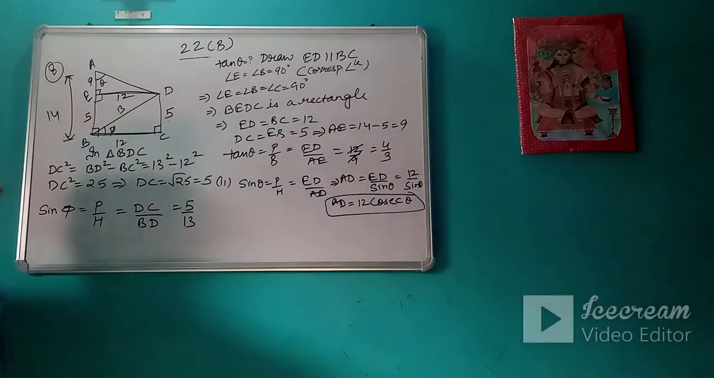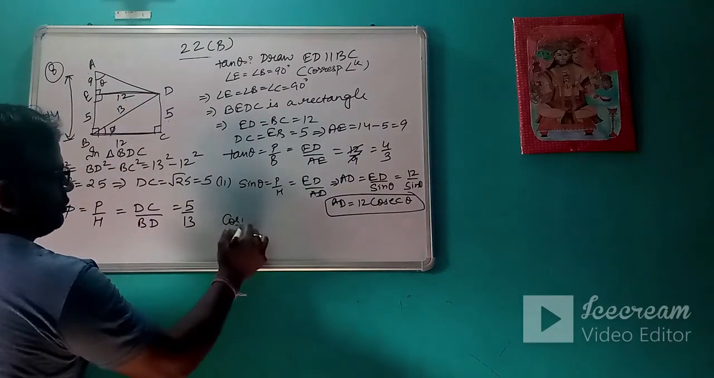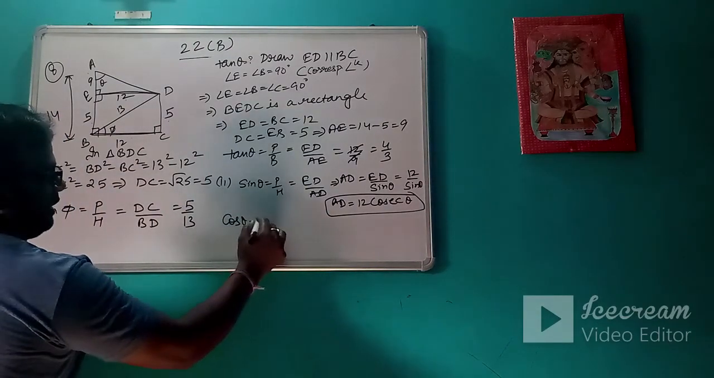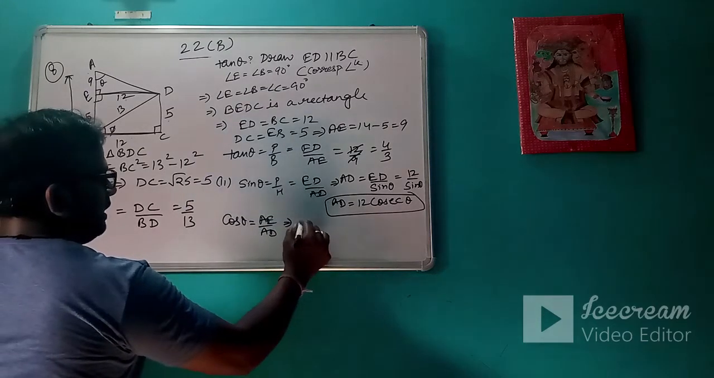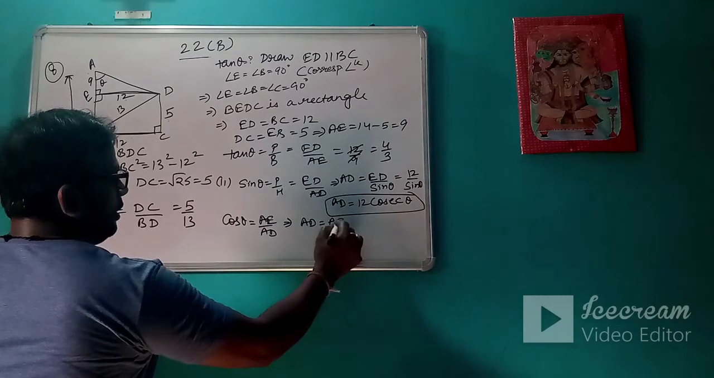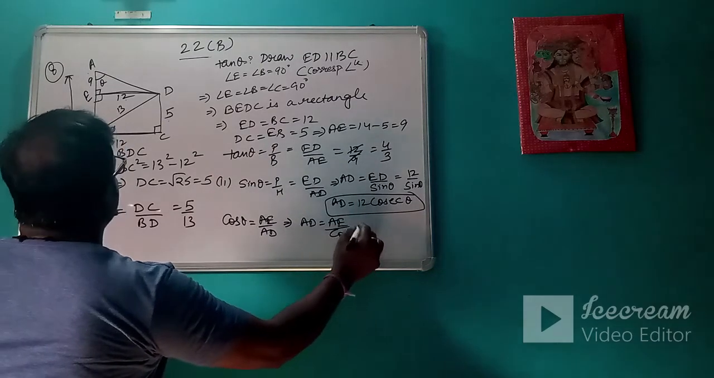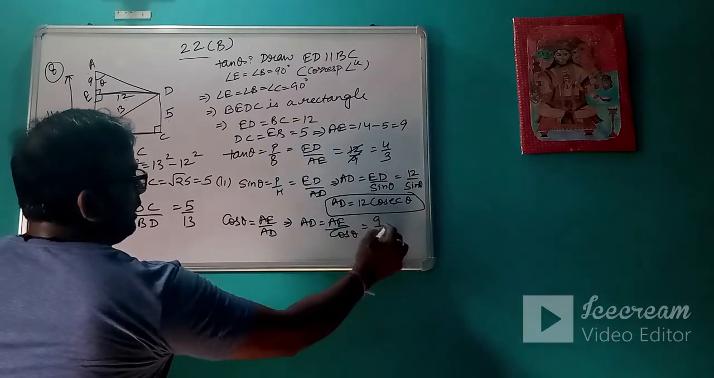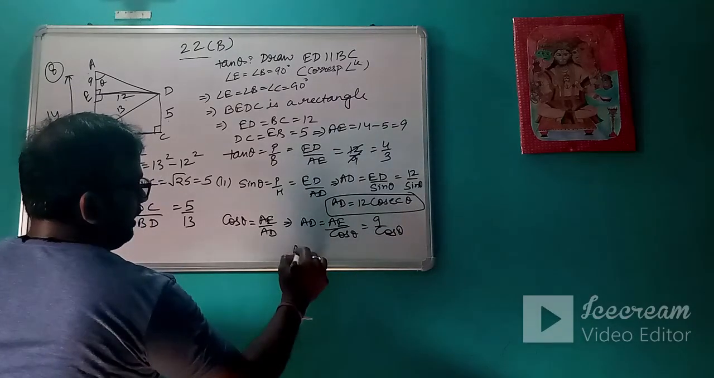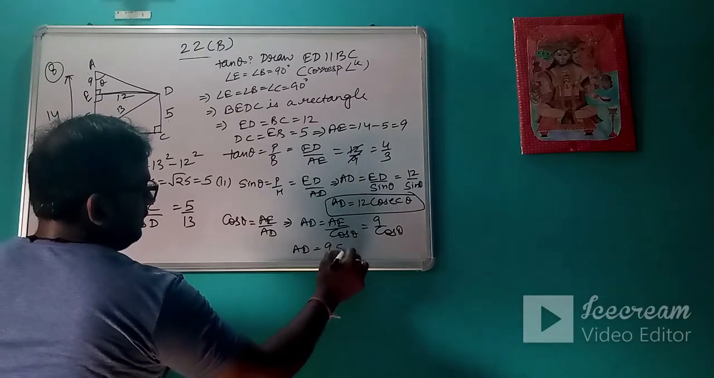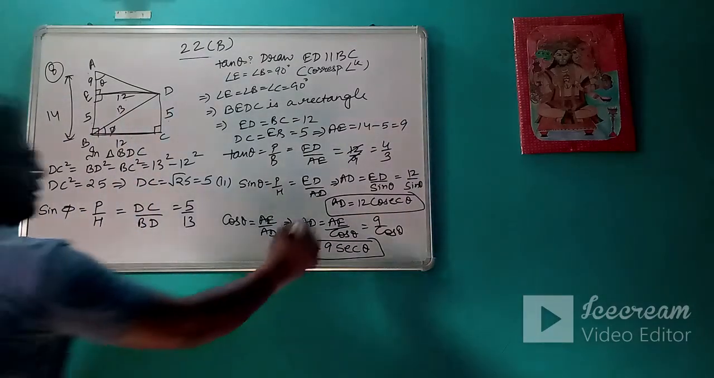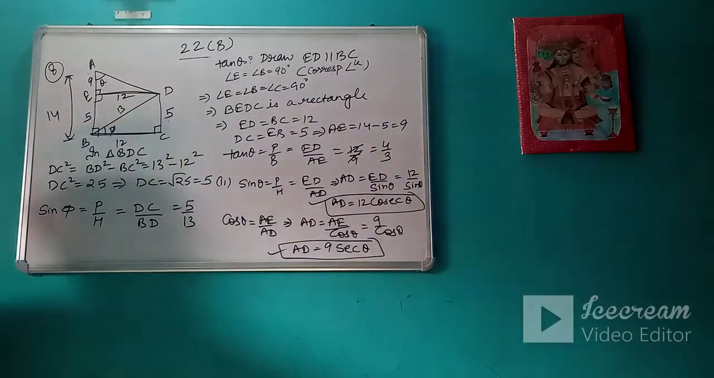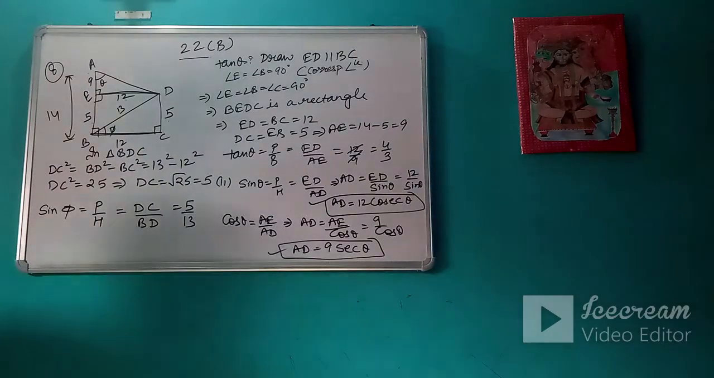One answer. Or you can use cos theta also. Cos theta you will get AE upon AD. So from here you will get AD equal to AE upon cos theta. And what was our AE? 9 upon cos theta. So you can write AD equal to 9 sec theta. Okay, so these two will be your answer. Understood? So this is how you can solve problems like this.